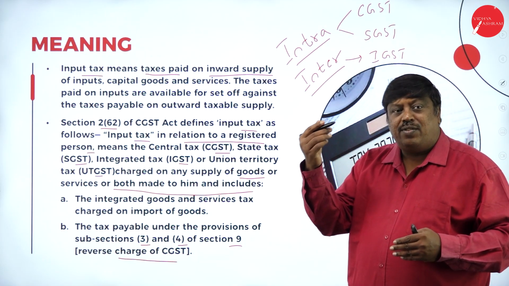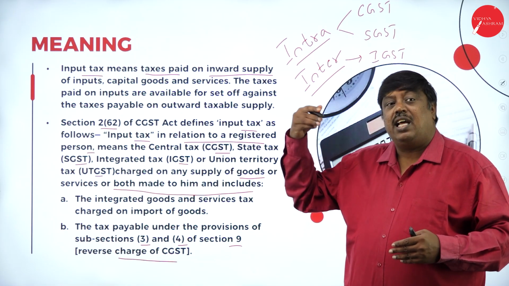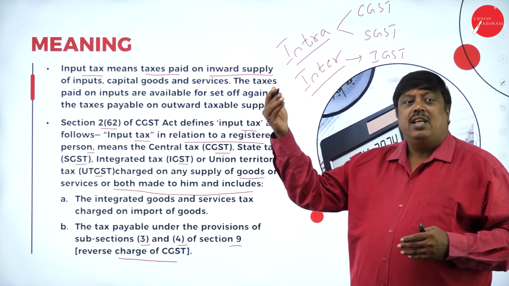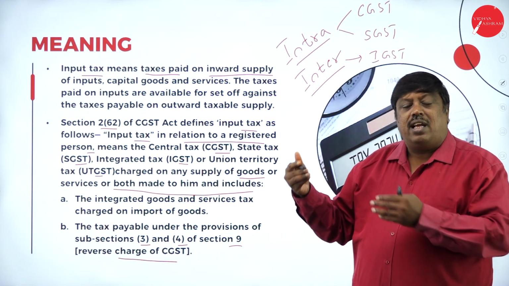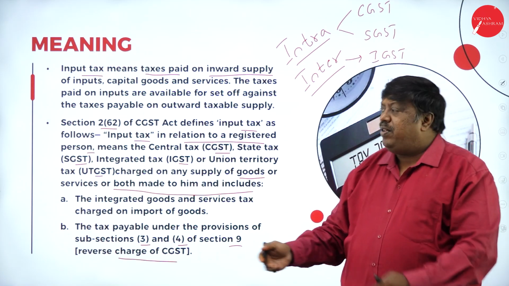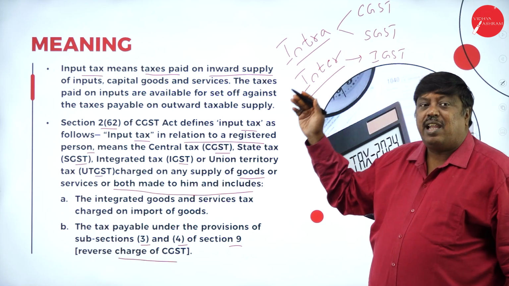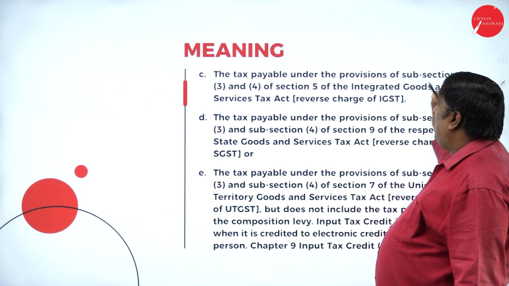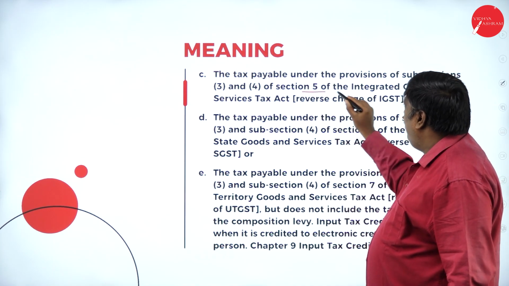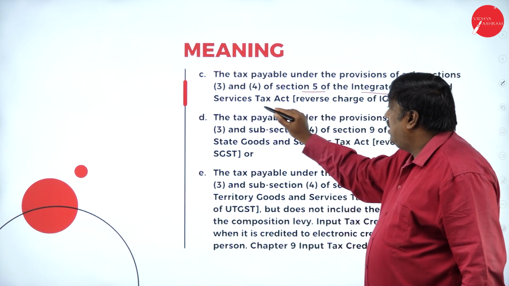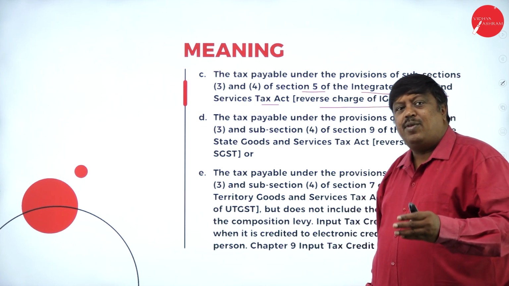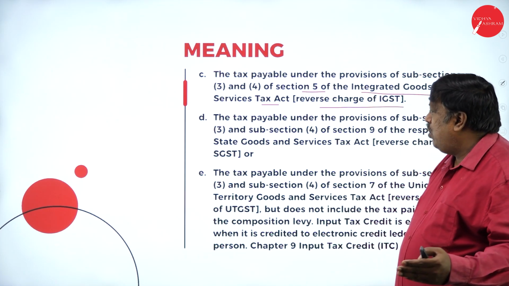After conversion into finished goods, when we sell them to the ultimate consumer, we collect the tax from the ultimate consumer, and that amount should be adjusted with the tax already paid at the time of purchases. The tax payable under the provisions of subsections 3, 4 and 5 of the Integrated Goods and Services Tax Act under reverse charge of IGST. They are saying that the same concept applies to IGST also.